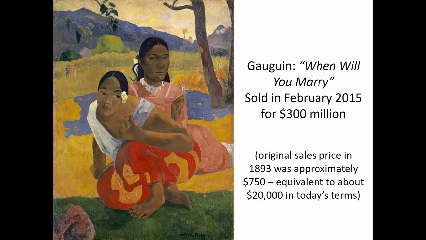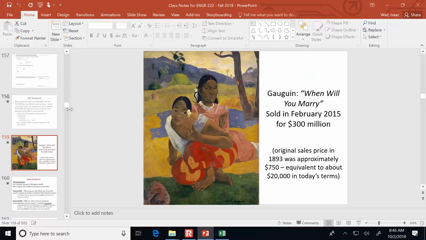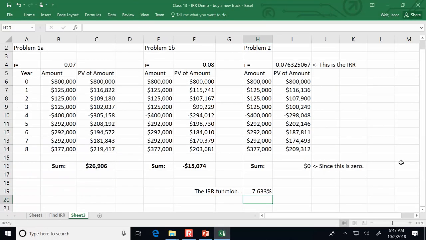How come we can't calculate the internal rate of return for this? No, it's not negative. That's a good guess, though. Let's see if Excel would allow us to do the internal rate of return.